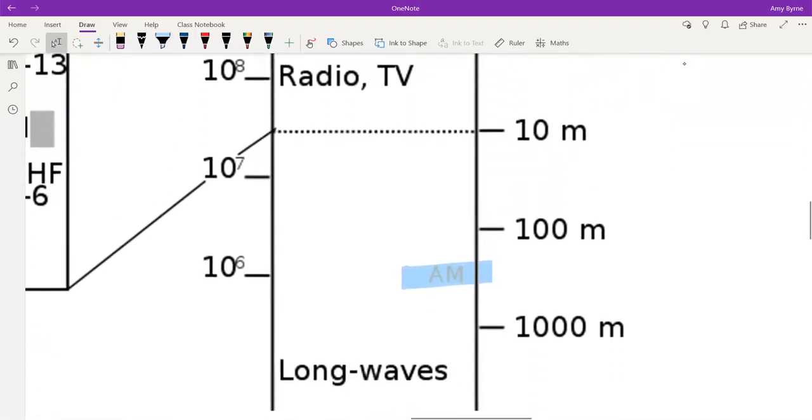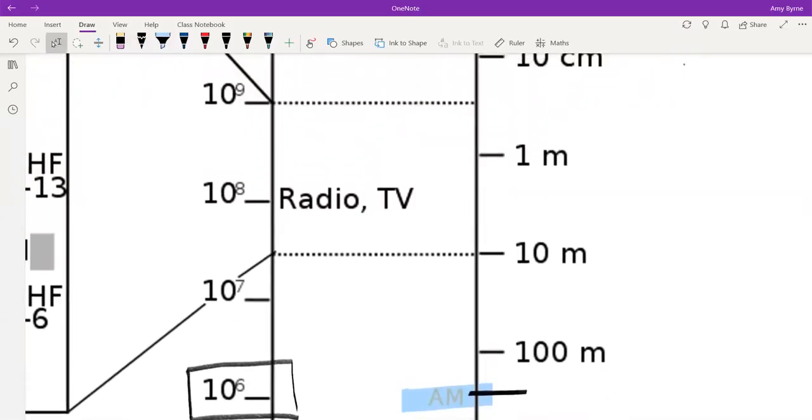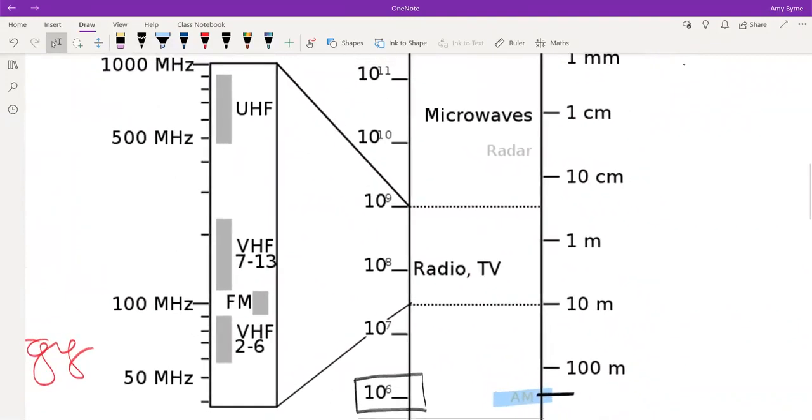So that has a wavelength of about 500 meters, and it has a frequency of about 10 to the 6. As we move in, we get normal radio and TV waves. So we have the FM stations here, which is what normal car radios pick up, as well as AM. And then we've got UHF, which is what walkie-talkies work off. Walkie-talkies don't work over a super long distance, because as those wavelengths get shorter, they lose their energy faster.